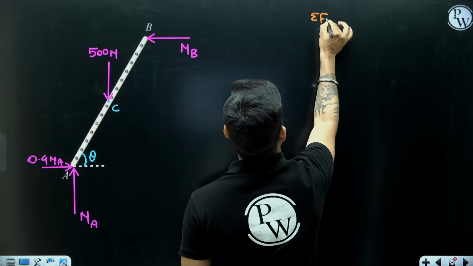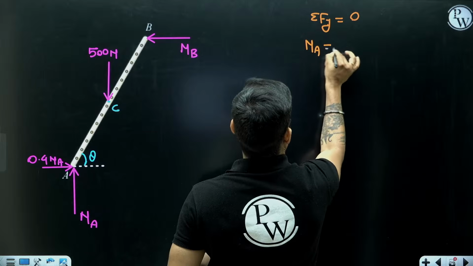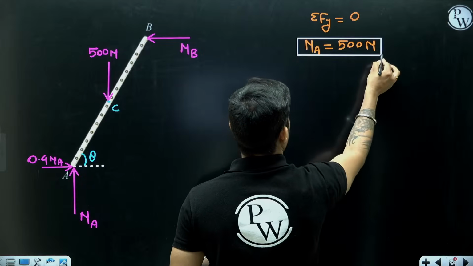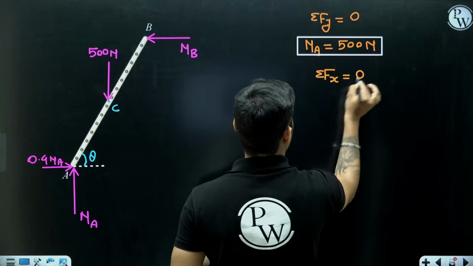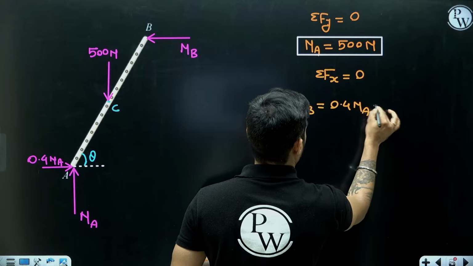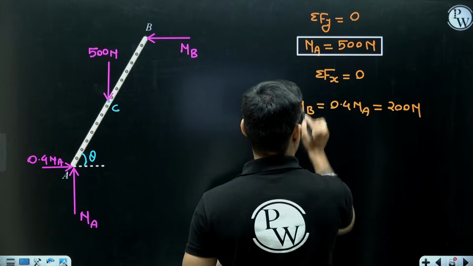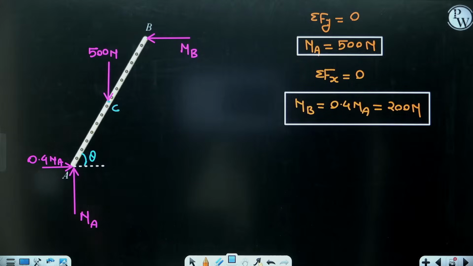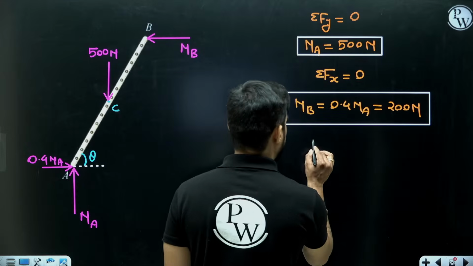From summation of Fy equal to 0, Na is equal to 500 Newton. So from summation of Fx equal to 0, NB will be 0.4 Na, means 0.4 into 500, 200 Newton. So now I have the value of NB. So I am going to take moment at A.